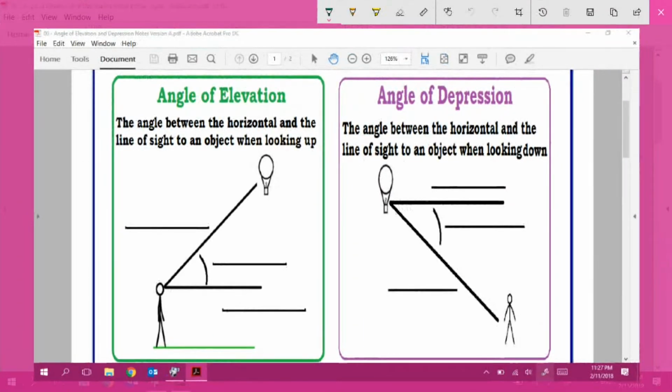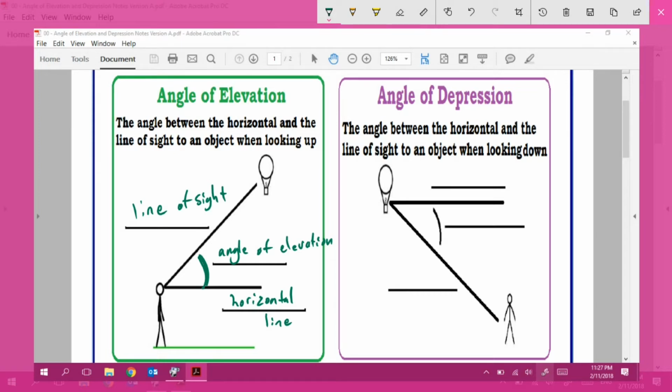Angle of elevation is the angle between the horizontal and the line of sight to an object when you're looking up. So check this out. Line of sight is going to be right here. Line of sight. All right. Then you've got your horizontal line right here. So then, what would be the angle of elevation? It's going to be this angle right here. That's the angle of elevation.